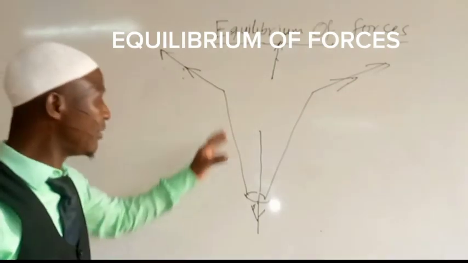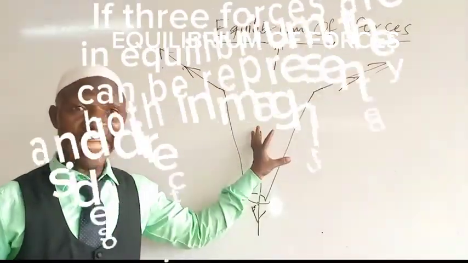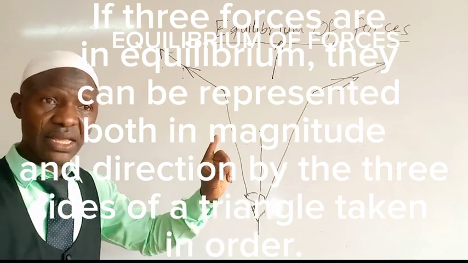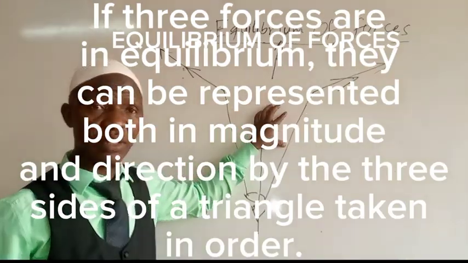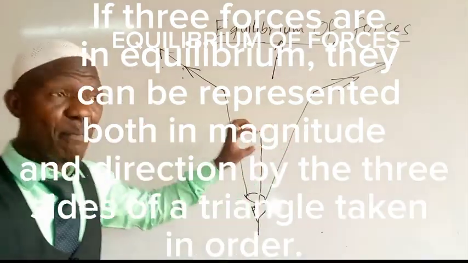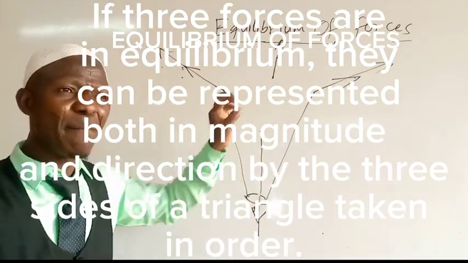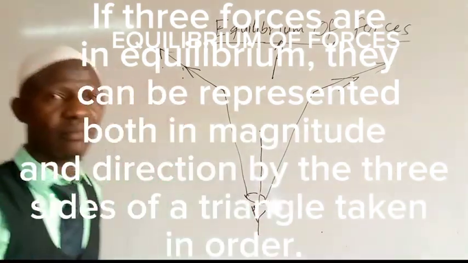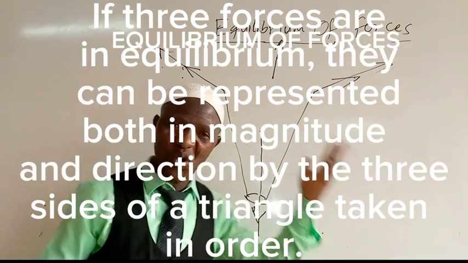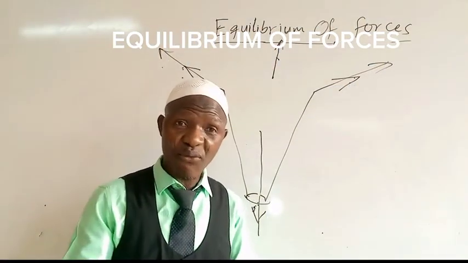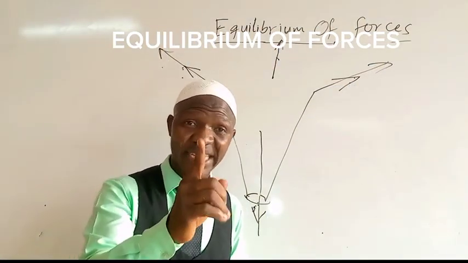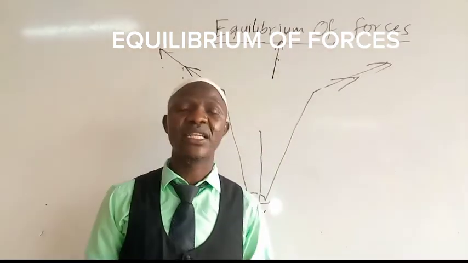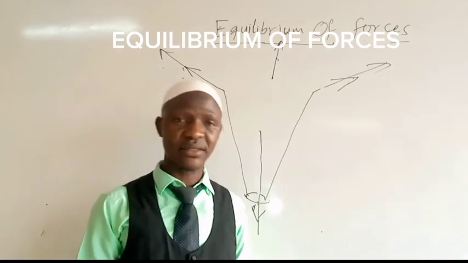You now say three forces are said to be in equilibrium if they can be represented both in magnitude and direction by the three sides of a triangle. Now, what is the condition? For three forces to be in equilibrium, the first one is that any of these three forces can act as equilibrium for the others.